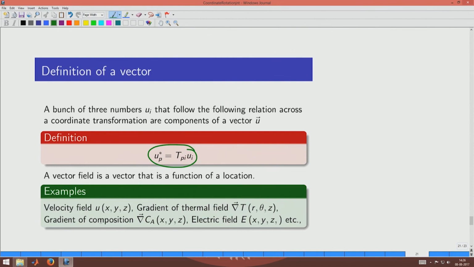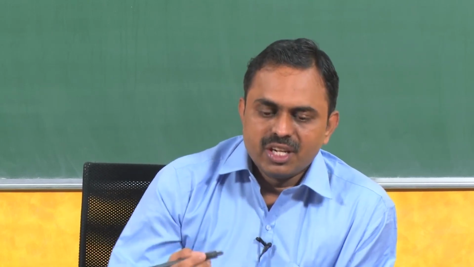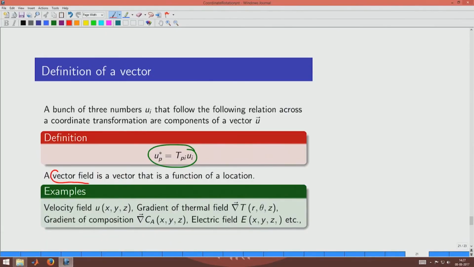So, velocity vector is here, and we can look at gradient of temperature, gradient of composition, electric field, polarization, and so on. These are all various quantities that we know which are part of describing a physical process where vectors are involved. Now, there is a small terminology I am introducing at this juncture, which is basically field.